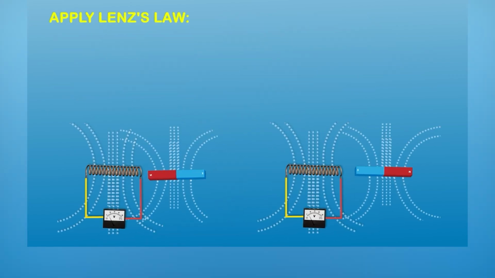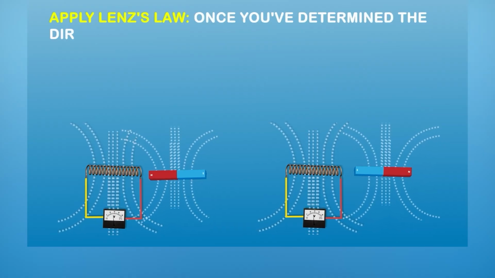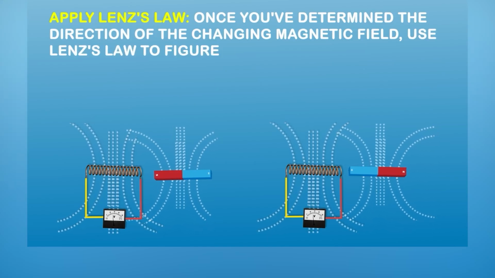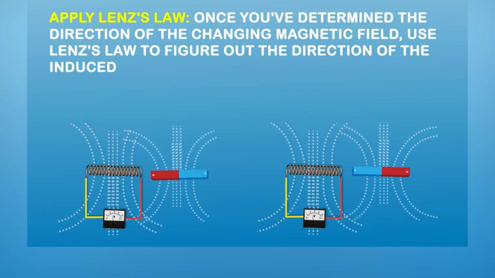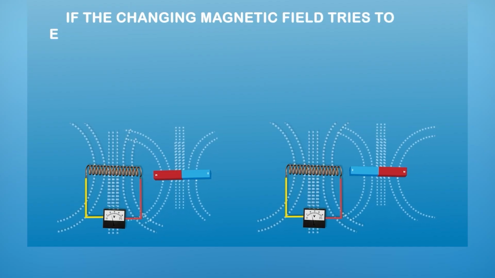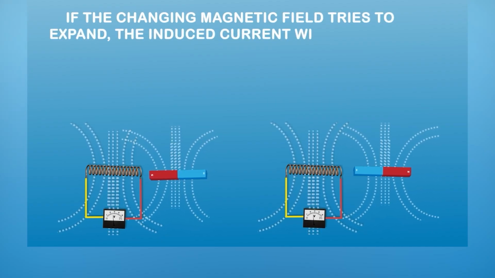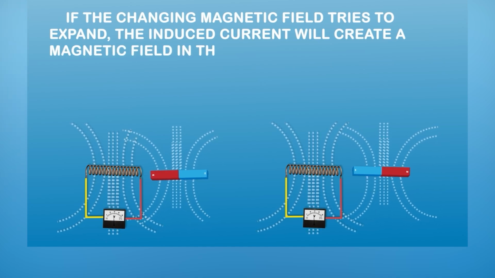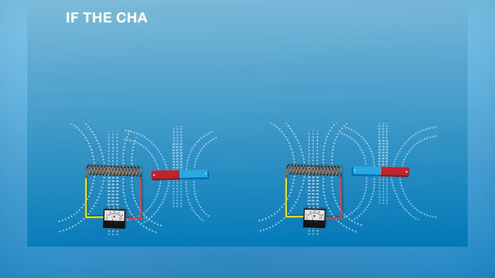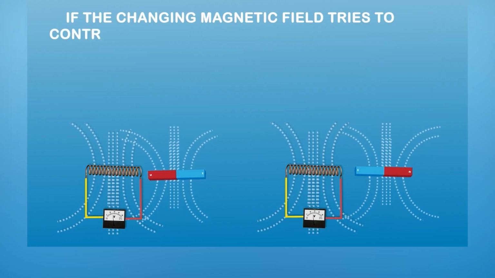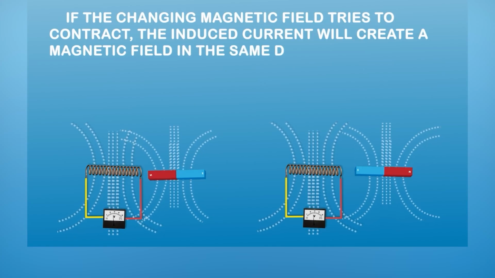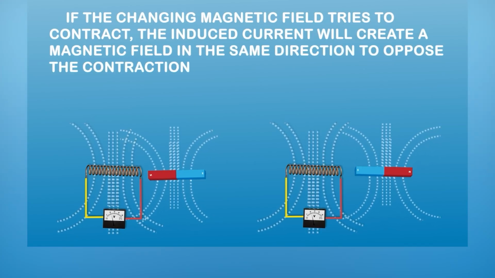Apply Lenz's law. Once you have determined the direction of the changing magnetic field, use Lenz's law to figure out the direction of the induced EMF and current. If the changing magnetic field tries to expand, the induced current will create a magnetic field in the opposite direction to oppose the expansion. If the changing magnetic field tries to contract, the induced current will create a magnetic field in the same direction to oppose the contraction.